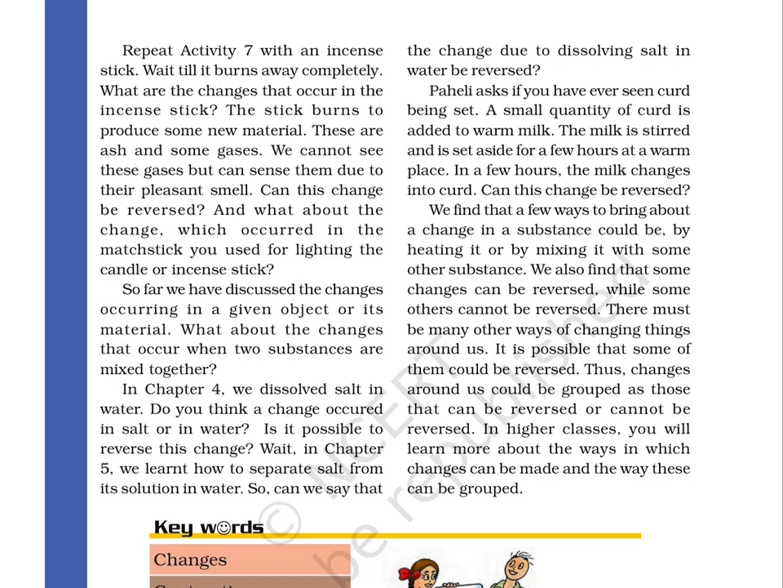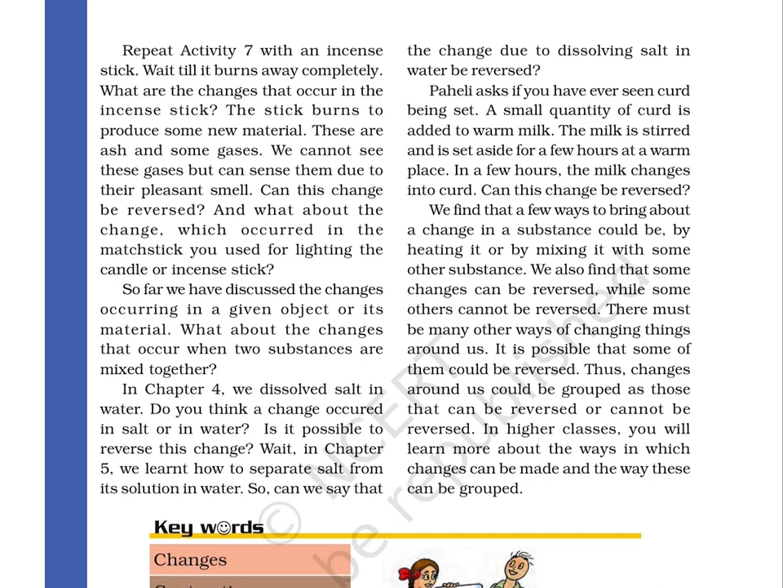We find that a few ways to bring about a change in a substance could be by heating it or by mixing it with some other substance. We also find that some changes can be reversed, while some others cannot be reversed. There must be many other ways of changing things around us. It is possible that some of them could be reversed. Thus, changes around us could be grouped as those that can be reversed or cannot be reversed.